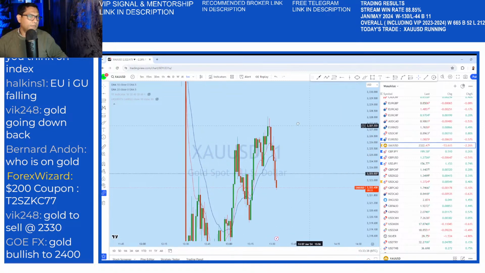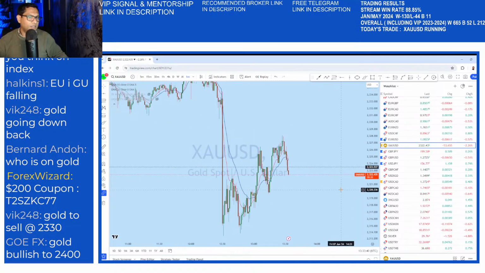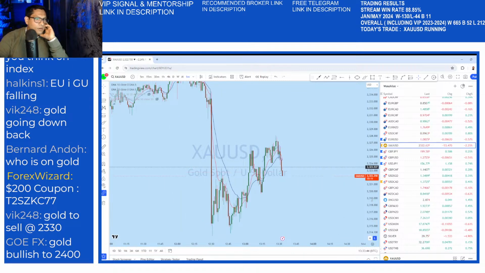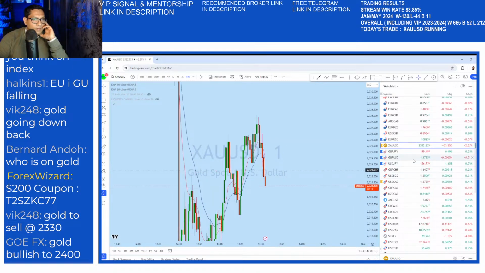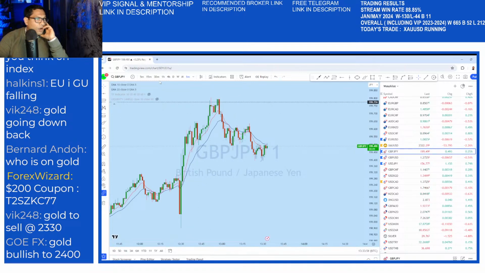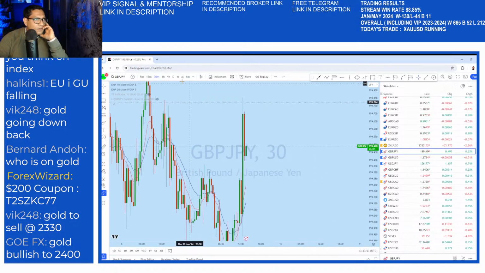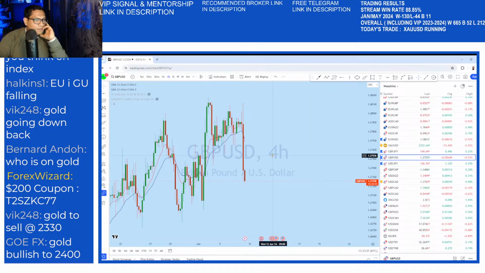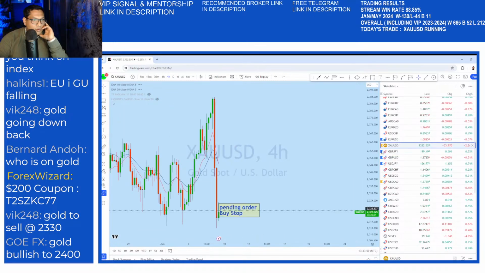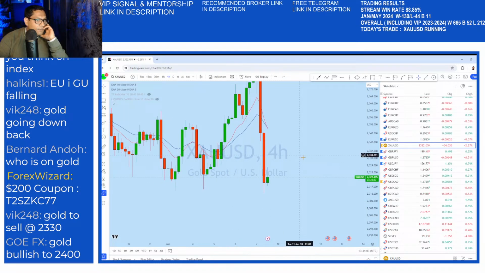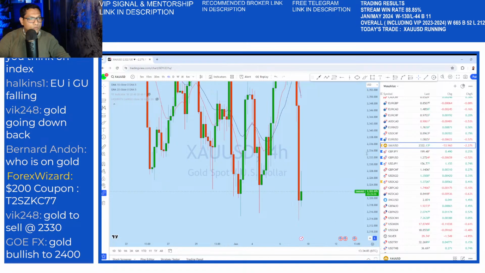We can see there is a manipulation and then rejection from that level. Okay, so what's happening with the GBP, gold? See what's happening here. Or is there that much rejection?